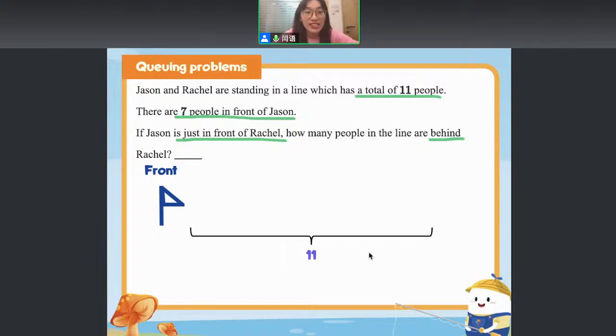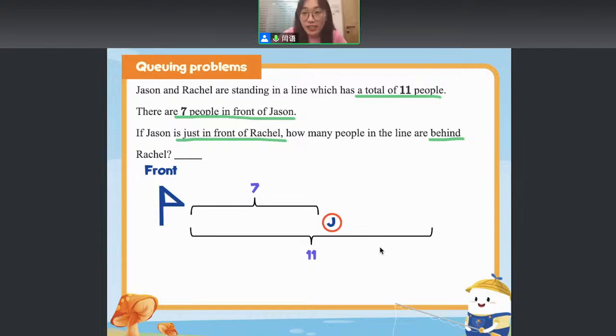There are 7 people in front of Jason. So here we just regard Jason as the main character. Jason is the main character now, so we draw the main character first. 7 people in front of Jason. The 7 does not include Jason, right? So here we just draw 7 like this. Note that 7 people are in front of him, so this 7 does not include Jason. Okay, finished?